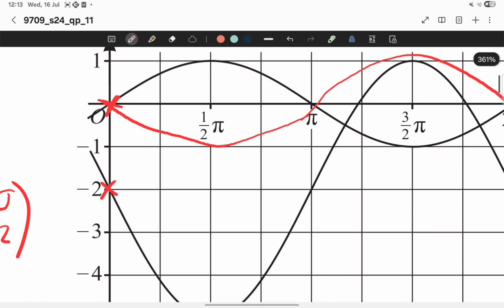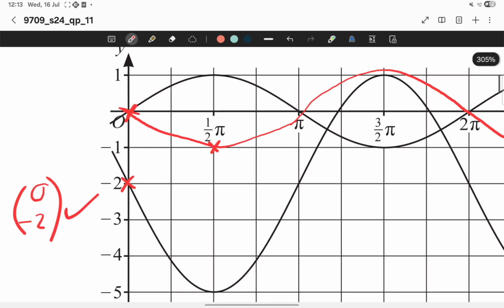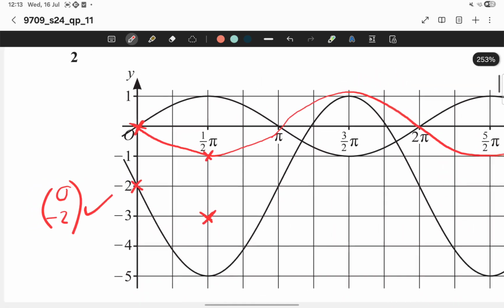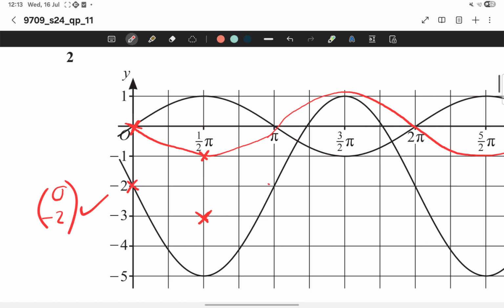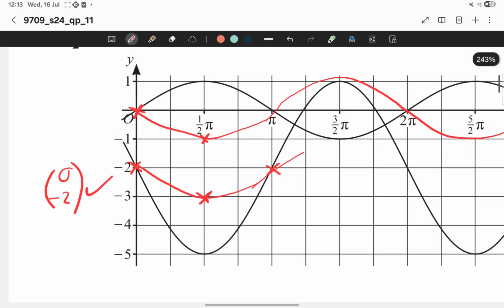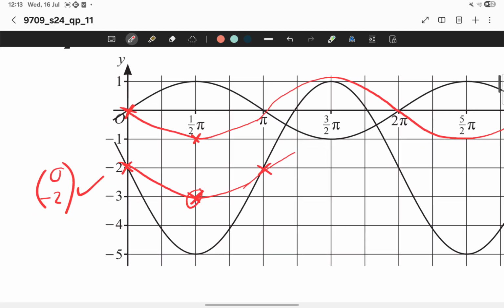But for these other points, for example this one, it was at -1, so if I apply this, I will be going down to -3. But I see that this point here, after the two transformations that the question has asked us to find, is now at -5.